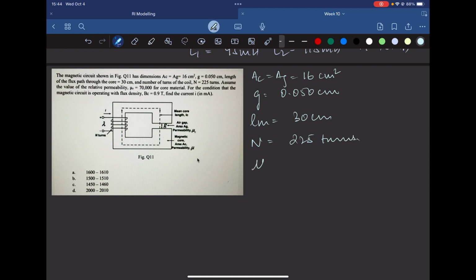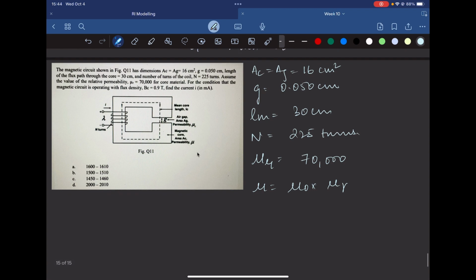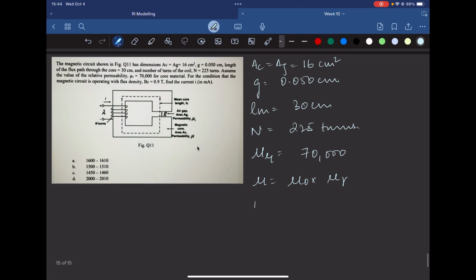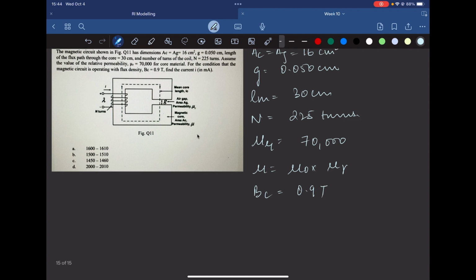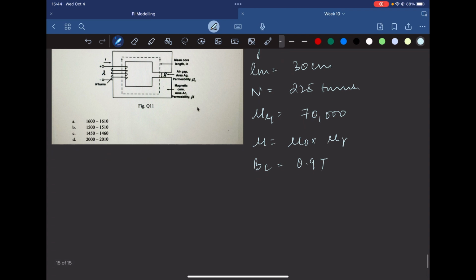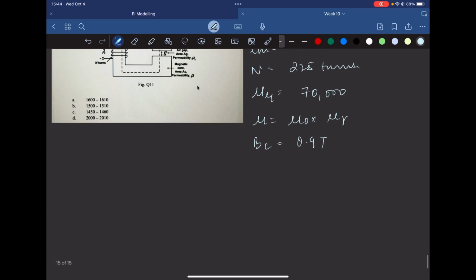Also, we are given the relative permeability, which is 70,000 for the core material. That means mu is going to be mu naught times mu r. And also we are given Bc, which is 0.9 Teslas. Now, as I've already taught in the class, to do this, what we do is we form parallels between electric circuits and magnetic circuits, right?